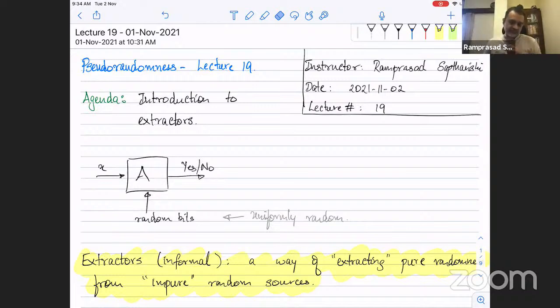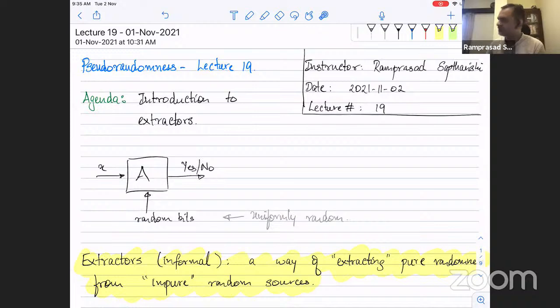Cool. So this is lecture 19, where we're going to start this new topic, which is extractors. Today's class is going to be an introduction. It's going to basically give you a sense of what extractors are, how they're useful, and so on. In the next, my guess is about 4 or 5 classes, we will actually work towards building them. But today it's just going to be to give you the relevance of extractors in the field of pseudorandomness.